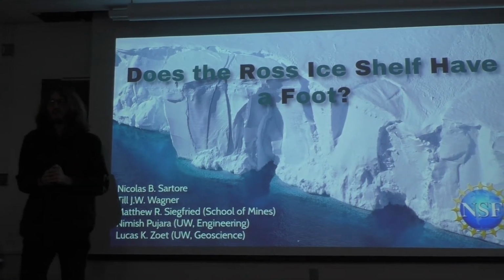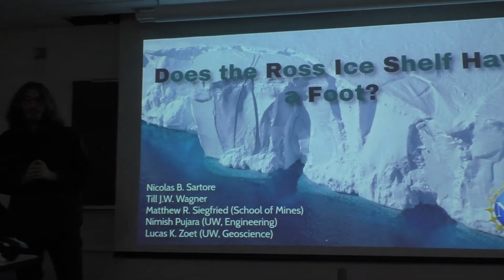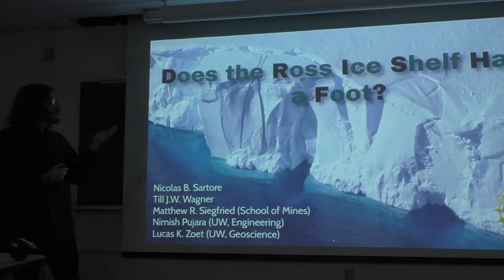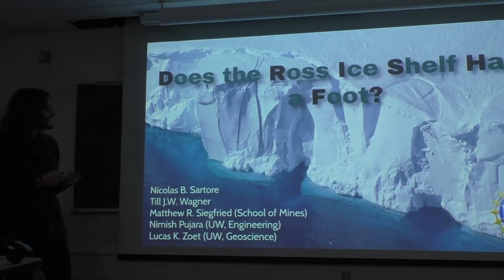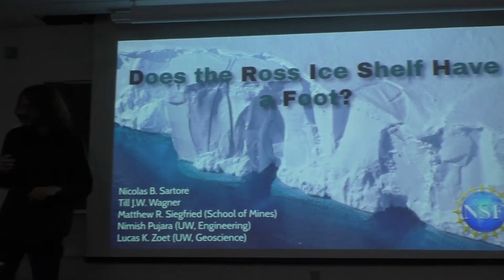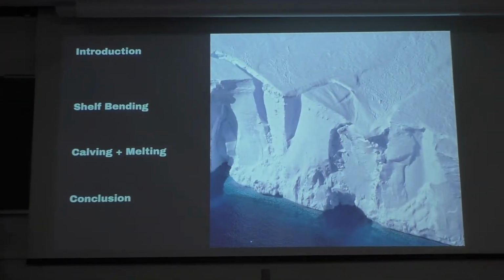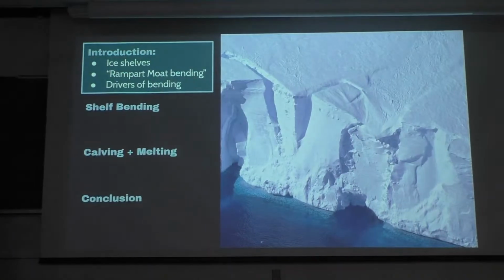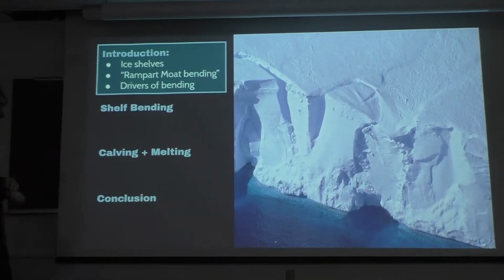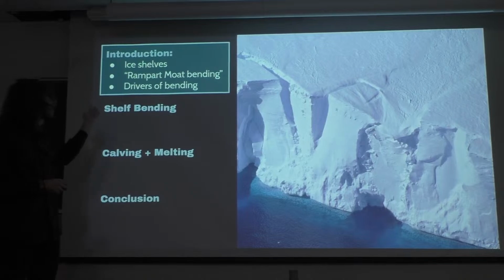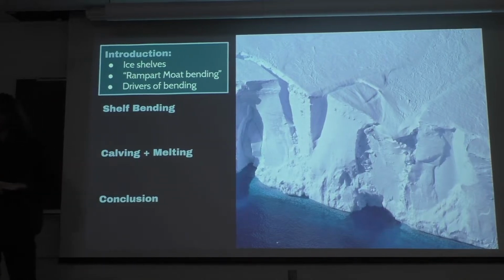I'm going to present my research for the last 2 years, which is about the Ross ice shelf and its flow. Don't worry, I will explain quite quickly what that is, but before that I want to do some context with an introduction, where I'm going to define what an ice shelf is, what we mean when we say rainfall mode bending, and what are the causes of this bending.